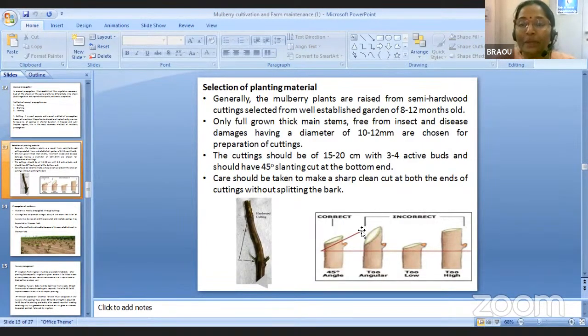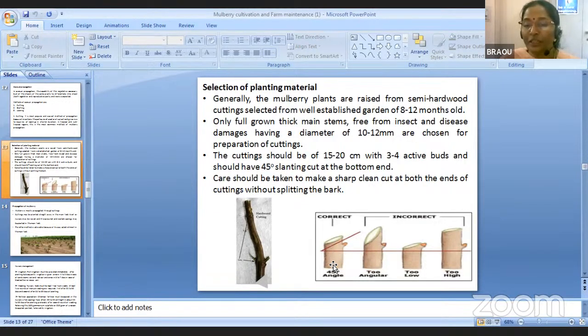Selection of planting material. How are you going to select the planting material? If you can see in this picture, you can see the shoot that they take, the cutting that they have taken. In this picture, you can see how correctly you have to make a cut. You can't make a cutting as and how you like, because this is correct and the rest of the three are wrong. So what is the correct one over here?